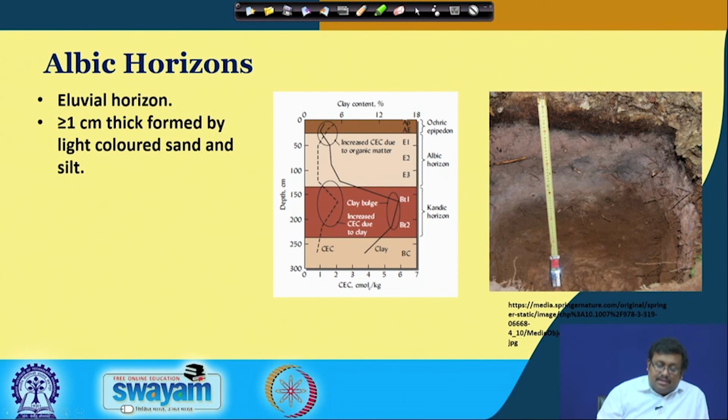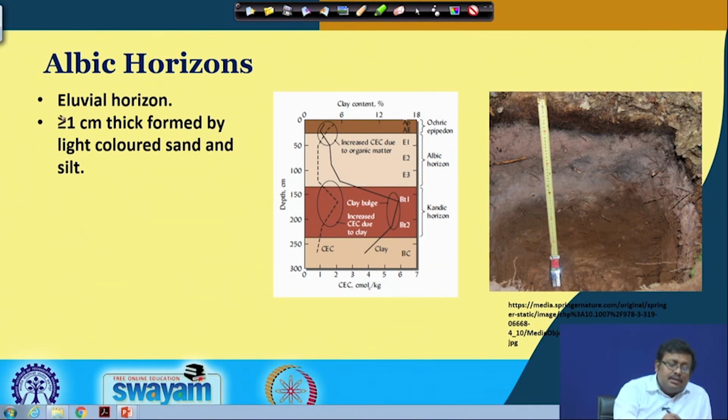Second is albic horizon. Now, albic horizon is basically an alluvial horizon. Now, I have already told you what is alluviation. Alluviation is movement of clay and other materials from upper part of the soil profile to relatively lower part of the soil profile. So, this is called alluviation, and this albic horizon is an alluvial horizon, and it is greater than 1 centimeter in thickness and formed by light colored sand and silt.